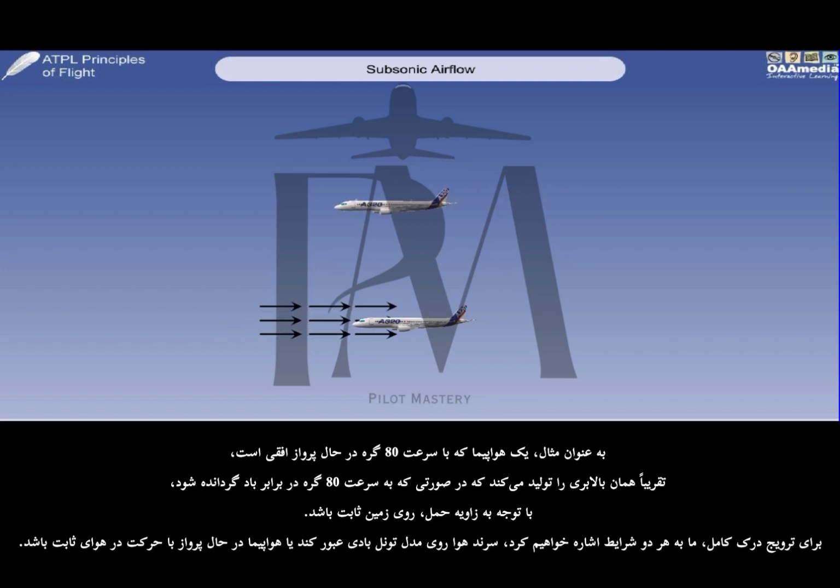To promote full understanding, we will be referring to both situations, either where air flows over a wind tunnel model, or aircraft in flight moving through stationary air.